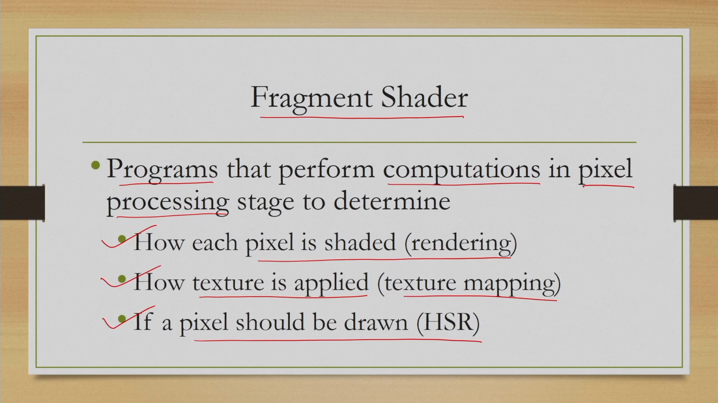So, vertex shaders are processing of vertices, mostly related to transformations from modeling coordinate to device coordinate and all the transformations in between, whereas fragment shaders deal with pixel processing, that is rendering of pixels, applying textures as well as performing hidden surface removal at the pixel level.